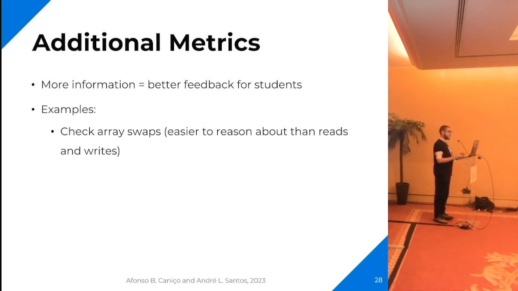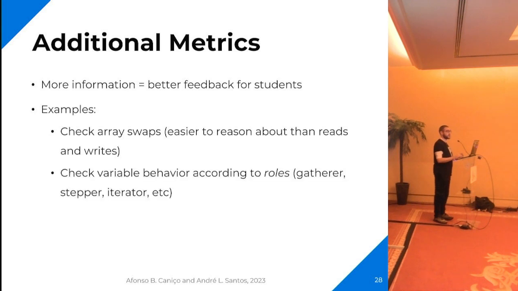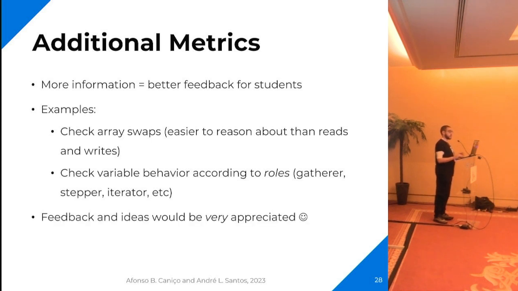Aside from array writes, we could also check for variable roles, for example. Say in that factorial example that I showed you, I think it would be interesting to be able to measure that the variable that ends up as the return value actually acts as an accumulator of the result, for example. And of course, we would appreciate any feedback and ideas, which I'm hoping will come along in the discussion phase.